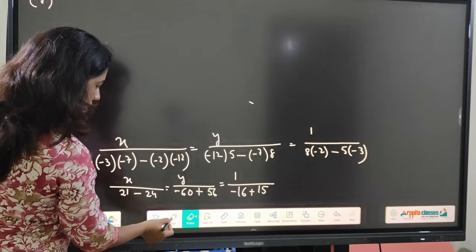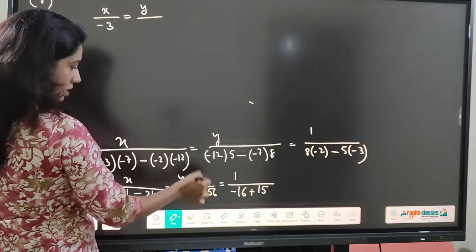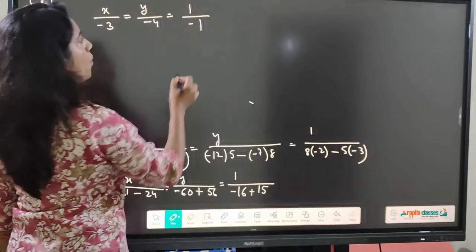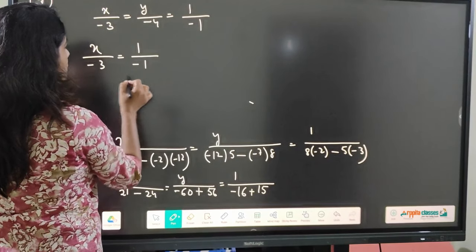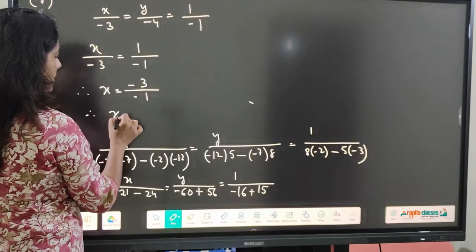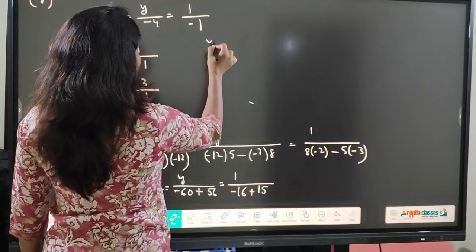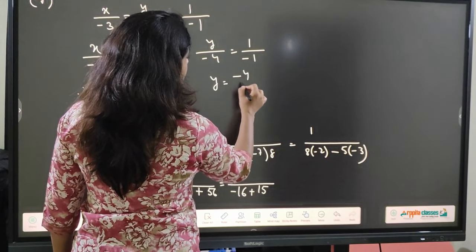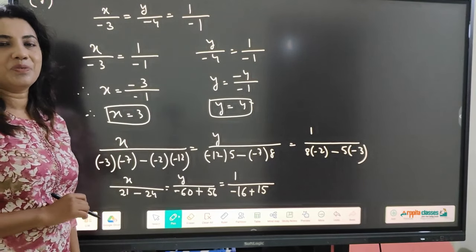Okay, so now x upon minus 3, y upon minus 4, and 1 upon minus 1. So x upon minus 3 is 1 upon minus 1. Therefore, x is equal to minus 3 upon minus 1, or x is equal to 3. So one of the values of the variables we got, x is equal to 3. Similarly, y upon minus 4 is 1 upon minus 1. So y is minus 4 upon minus 1, or y is equal to 4. So the other variable, y, is equal to 4.